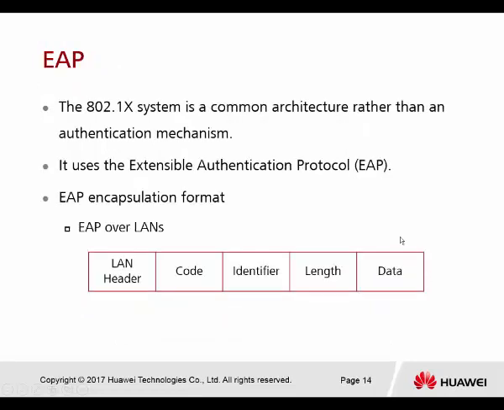Then the next one, EAP. The 802.1x system is a common architecture rather than an authentication mechanism. So it uses EAP, Extensible Authentication Protocol. This is the encapsulation format, EAP over the LAN. So they have the LAN header right in front. After the header, you show the code, the ID, the length, followed by our data.